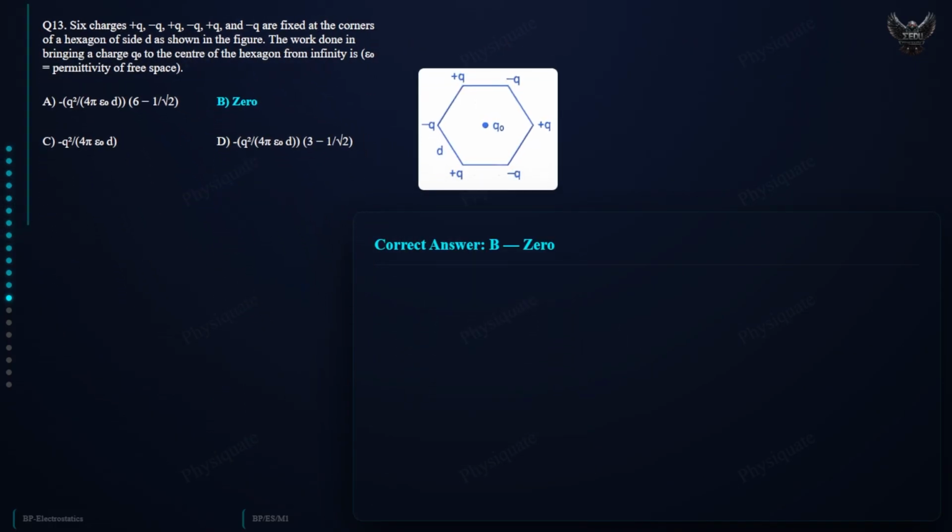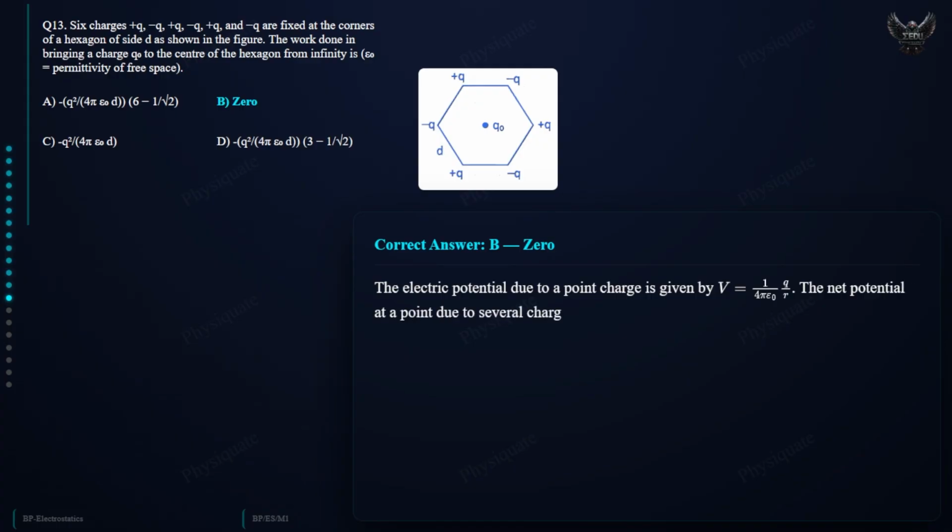Correct answer is option B. The electric potential due to a point charge is given by V equals 1 divided by 4 pi epsilon 0 Q divided by R. The net potential at a point due to several charges is obtained by algebraic addition of the potentials produced by each charge.